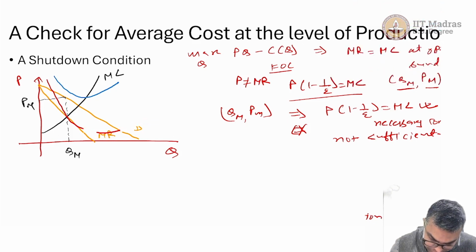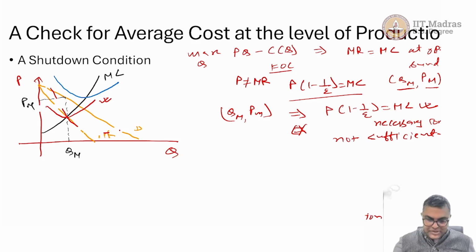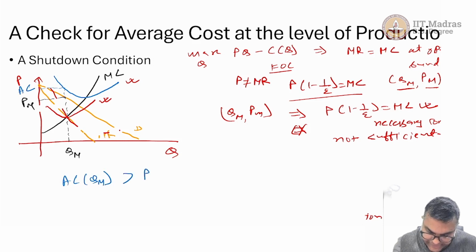The problem with this drawing is that the marginal cost curve should be cutting the average cost curve from below at its minimum point. So we can have something like, let me draw another red curve, something like this. This one is the possible one, but the first one was not possible. So let us see what happens in the first case. The problem in the first case is that the corresponding average cost at QM is greater than PM.